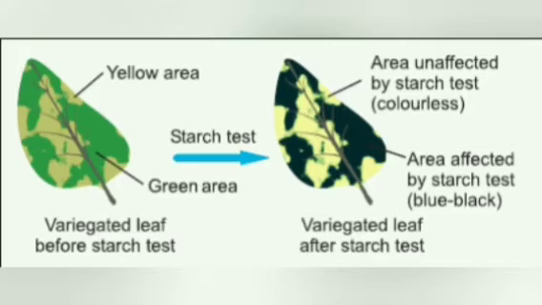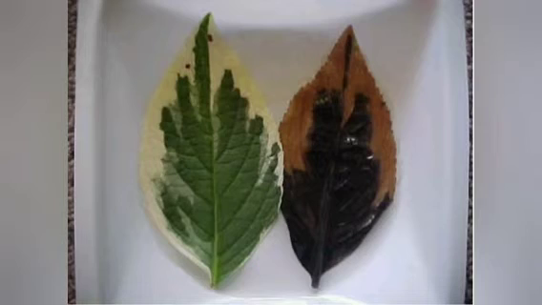We can see that wherever there was the green part, it tested positive for the iodine test, whereas the portion which was not green in color tested negative or had a brown color.